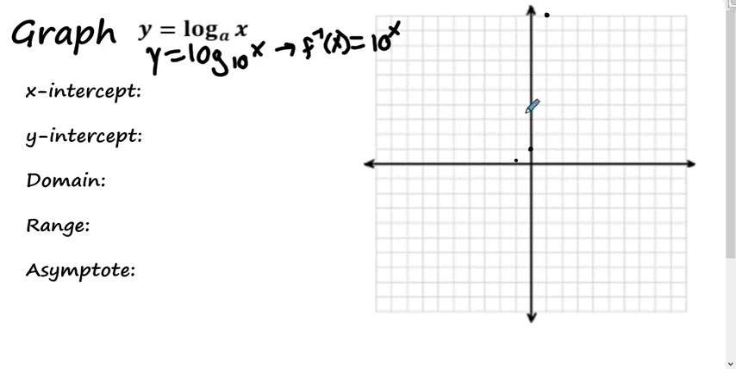But I'm doing the inverse. And what we know when we do the inverse is we interchange our x and y. So therefore, this value that was at 0, 1 is now at 1, 0. This value that was at 1, 10 is now at 10, 1. This value that was at -1, 1/10 is now at 1/10, -1. So we have, let's see how well I can draw this. This is hard to draw. Oh, not too bad. Not terrible.